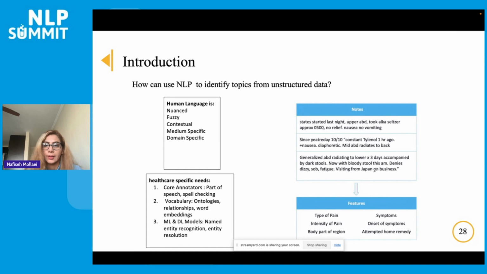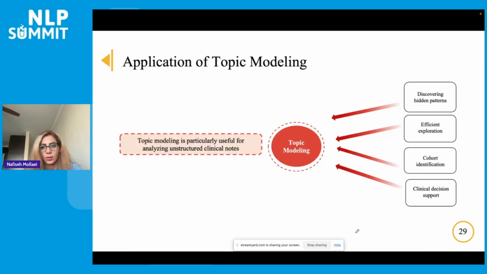Also, the notes that I use are notes from a physician who works on inertia illness. Based on these notes, I can find different kinds of symptoms, types of pain, and different body part regions, and these kinds of keywords can be extracted from our notes.